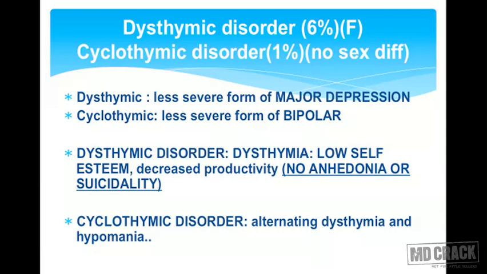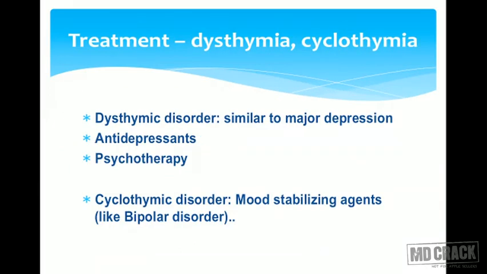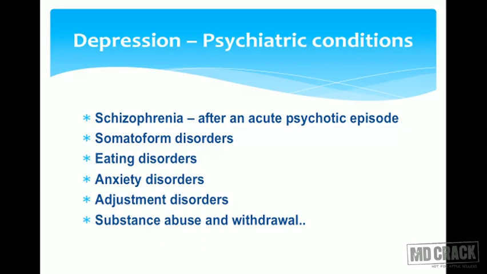In cyclothymic disorder, there is alternating dysthymia and hypomania. So it's a less severe form of the mania and a less severe form of the depression. So that's cyclothymic disorder. Treatment for dysthymia and cyclothymia is obviously similar to major depression and bipolar disorder respectively. Dysthymia is a less severe form of depression, so the treatment is antidepressants and psychotherapy, and cyclothymic disorder is a less severe form of bipolar, so management is similar to bipolar disease with mood stabilizing agents.